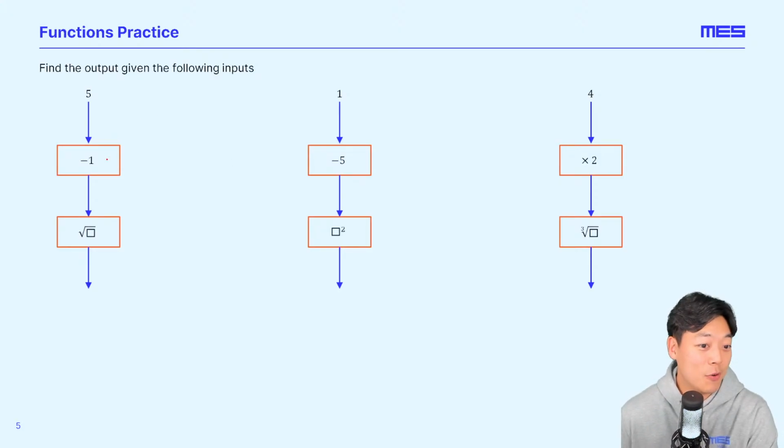This first step in this first problem is pretty simple. 5, and then we got that minus 1. 5 minus 1 gives us a 4.